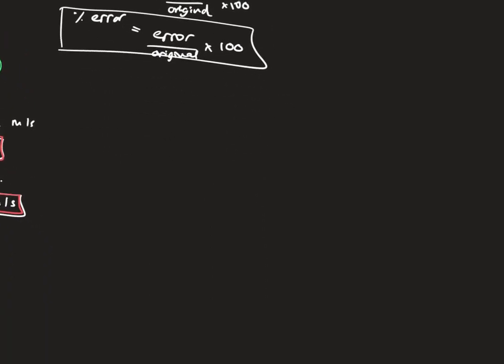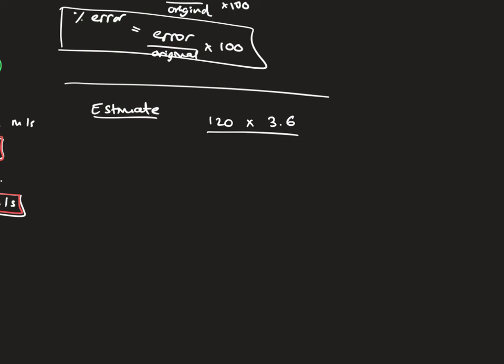Now, how do we apply this? Well, say, for example, you're asked to estimate a value, something like 120 times by 3.6 over 4.2. So what we do is we round each one of these to one significant figure, so that would be 100 times by 4 over 4, because 3.6 would be 4 and 4.2 would be just 4. So in this case, what you've got is 400 divided by 4, which of course will just be 100. So that's our estimated value.